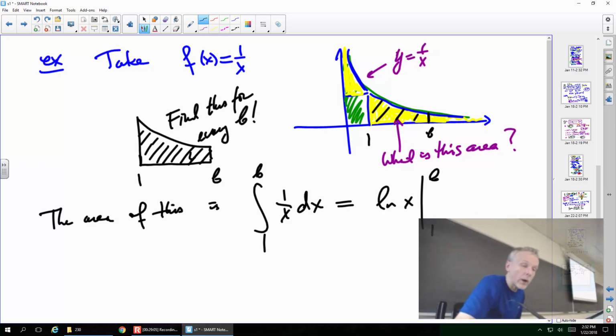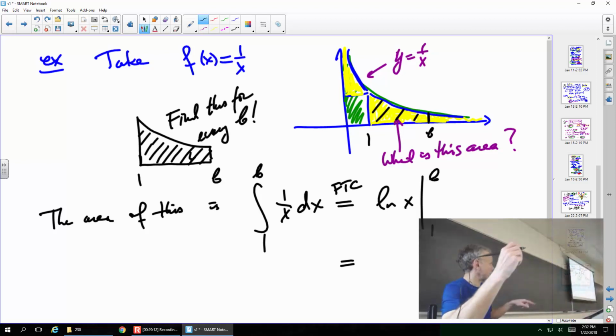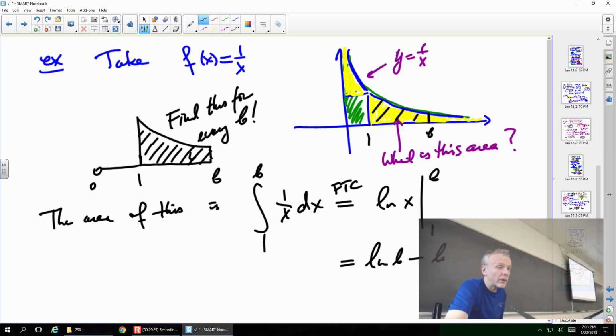Okay, so I substitute the fundamental theorem every time. It works out because we stay to the right of 0. So that problem we had early on, we're not facing, because the hole in the domain is here somewhere, so we don't care about it. So it will be simply ln b minus ln 1, right?